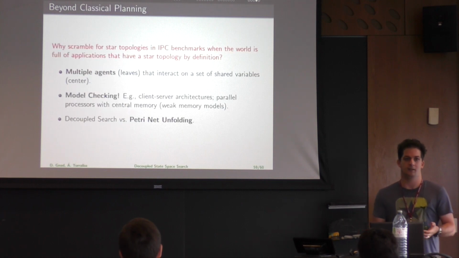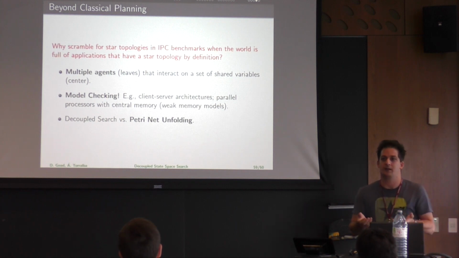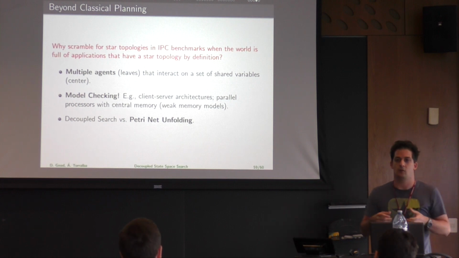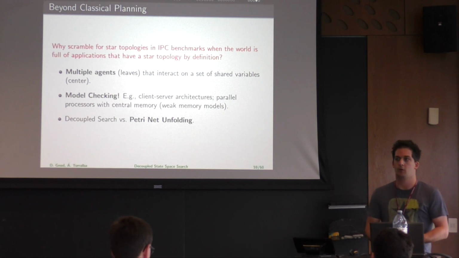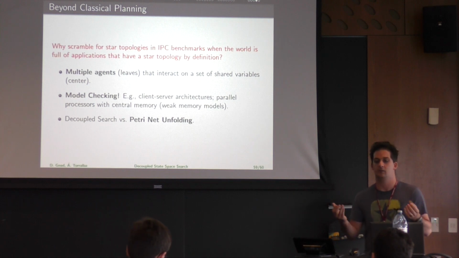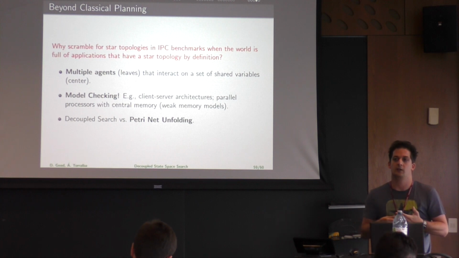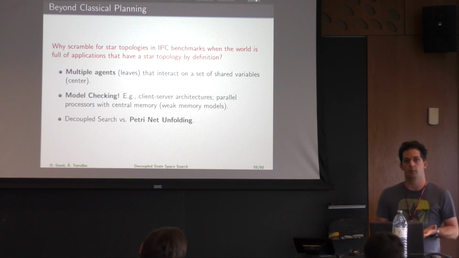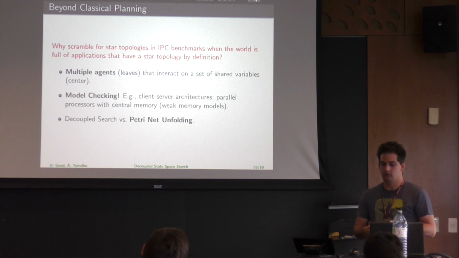Or even beyond classical planning at all, like why should we really work a lot on how to identify the decomposition in our IPC benchmarks when we have multi-agent planning or multi-agent systems, where the multiple agents interact on a set of shared variables? This is really a natural application for decoupled search. Same goes for model checking. Think of client-server architectures and also parallel processors that share a memory, like many CPUs working on the same memory. You need to have certain safety guarantees. Then there's the open question of decoupled search versus Petri net unfolding. Can we prove any formal relation here?